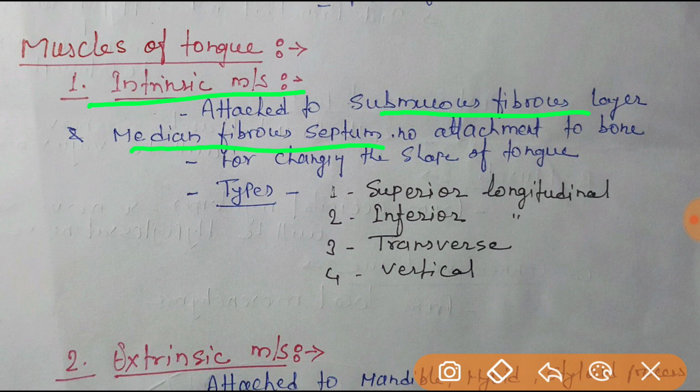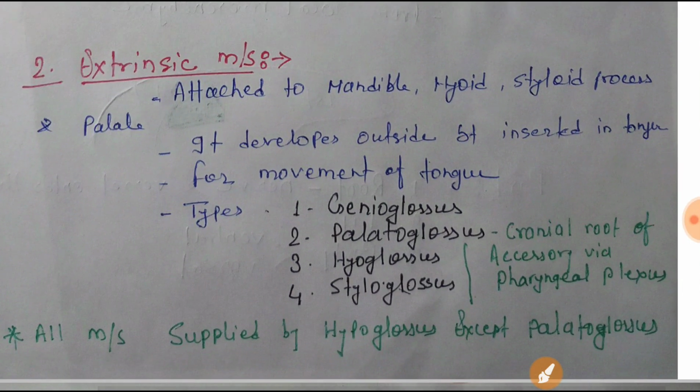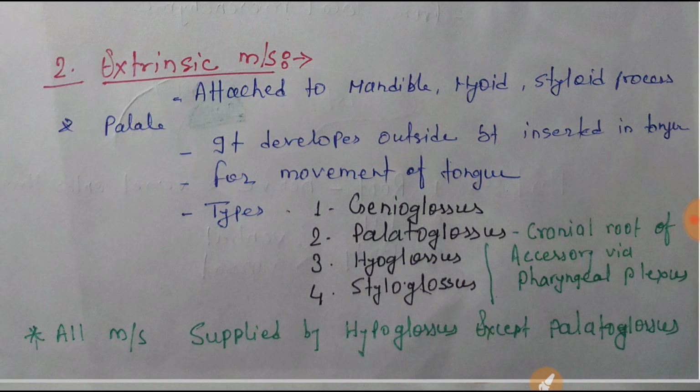changing the shape of the tongue. The types are the superior longitudinal, inferior longitudinal, transverse, and vertical. I will tell the action of the individual intrinsic and extrinsic muscles in the picture. Before that, I will deal with the extrinsic and intrinsic muscles in the theoretical portion right now.